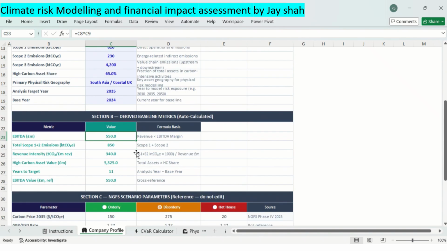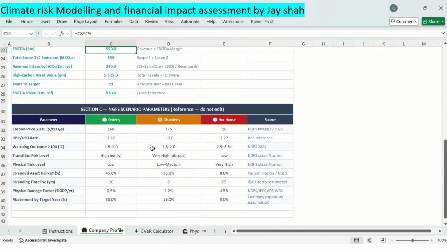Now let's move into the very important section of the company profile, which is the NGFS scenario parameters. Here I used NGFS scenario parameters as a reference. We don't need to edit them, because they are parameters fixed by the NGFS based on the Phase 4 scenarios of 2023, and there are many other scenarios as well.